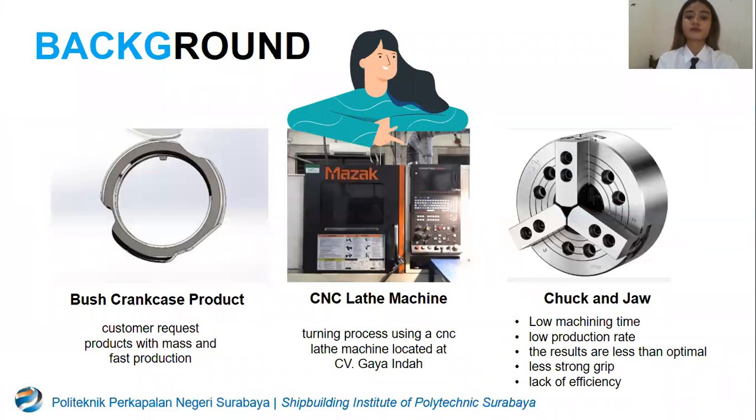CV Gaya Indah is a manufacturing company engaged in machining service. One of the products that will be produced is the bus crankcase bushing, which is one of the components in the crankcase of a motor vehicle that serves as a bearing seat on the crankcase and to reduce friction and seizing resulting from bearing rotation. The bus crankcase is manufactured using the CNC LATHE machine at CV Gaya Indah. This is one of the CNC LATHE at CV Gaya Indah.